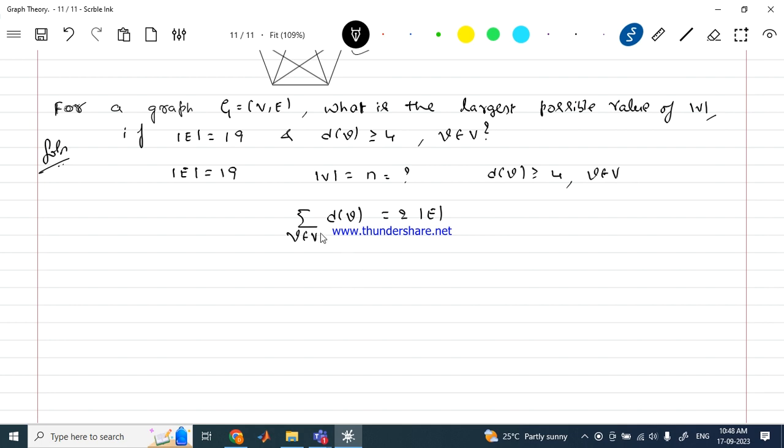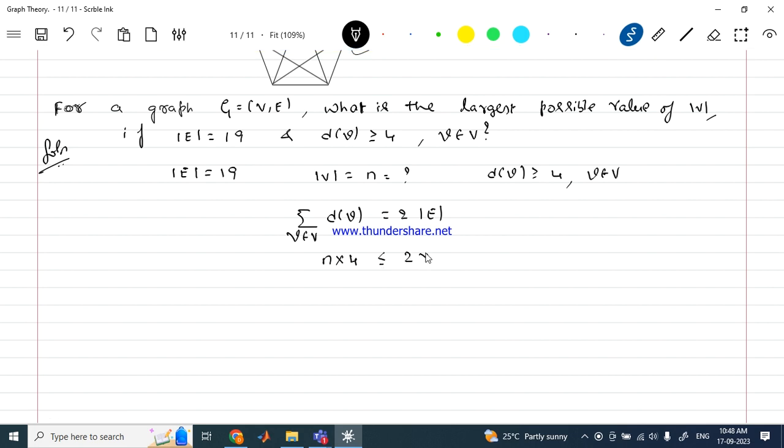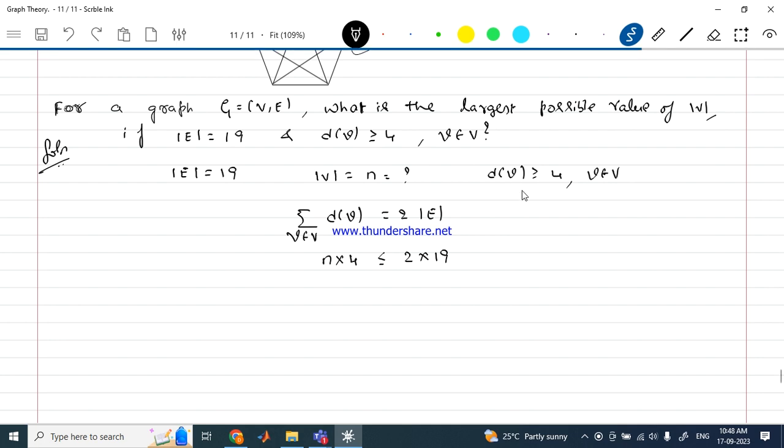Okay, it is, and we know that. So degree of each vertex is greater than or equal to 4 means what? 4 is less than or equal to the degree of V, which means we have n vertices, and the sum of degrees, each being at least 4, is less than or equal to 2 times the number of edges. This number is less than or equal to the number of vertices times 4, because the degree of each vertex is greater than or equal to 4.